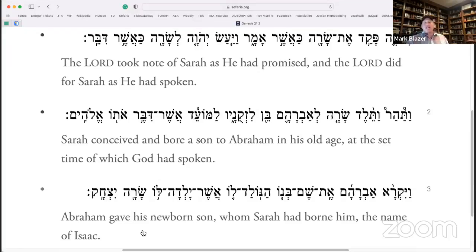And the rabbis look at that last verse and they say, that verse seems really redundant. It seems really, really, really redundant. Because if it simply just said Abraham gave his newborn son the name Isaac, is it really born to him? And that's why you have the other phrase, that Sarah had born to him.